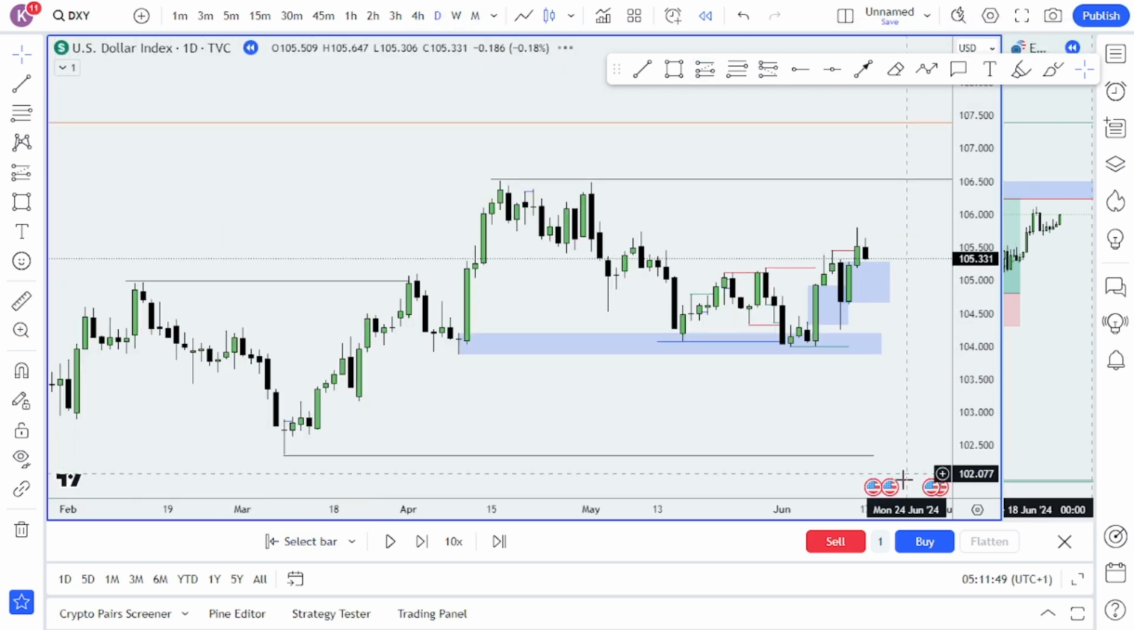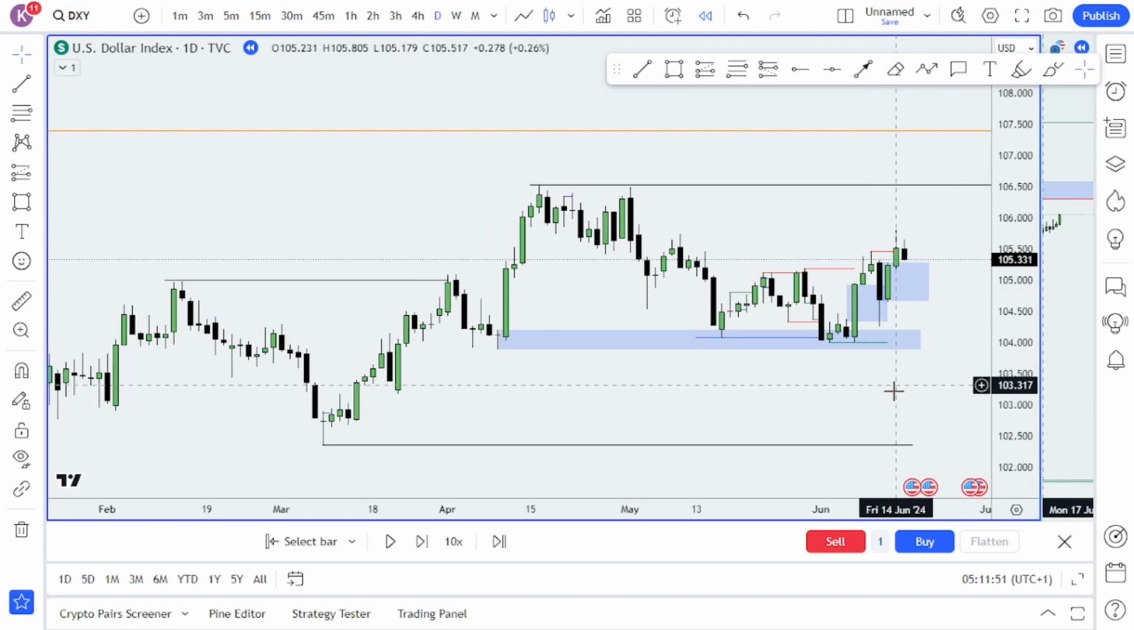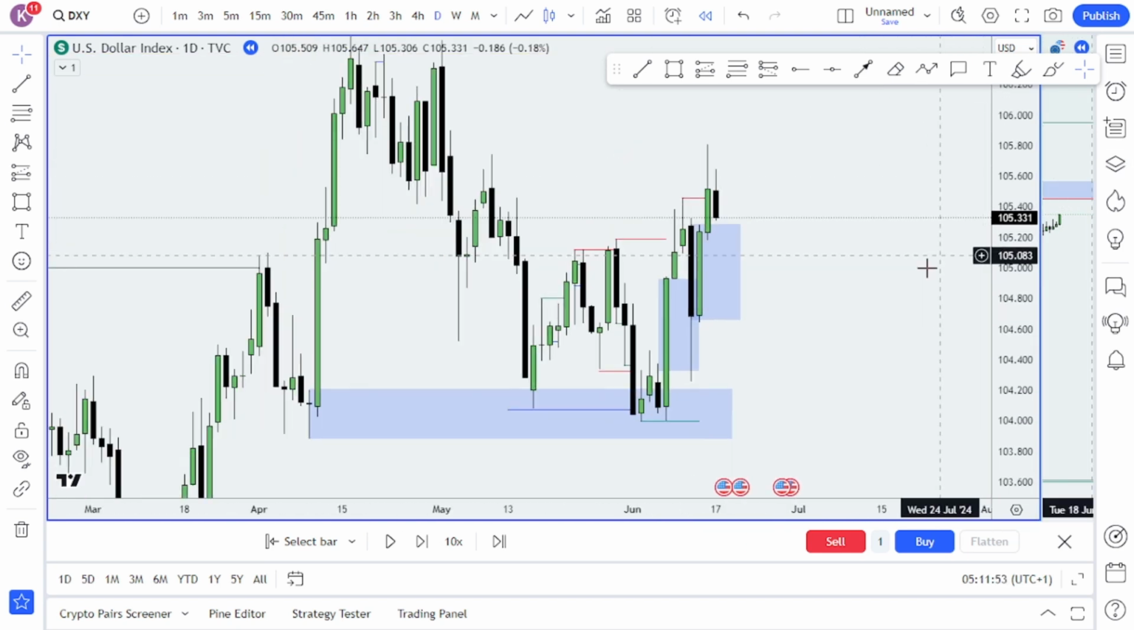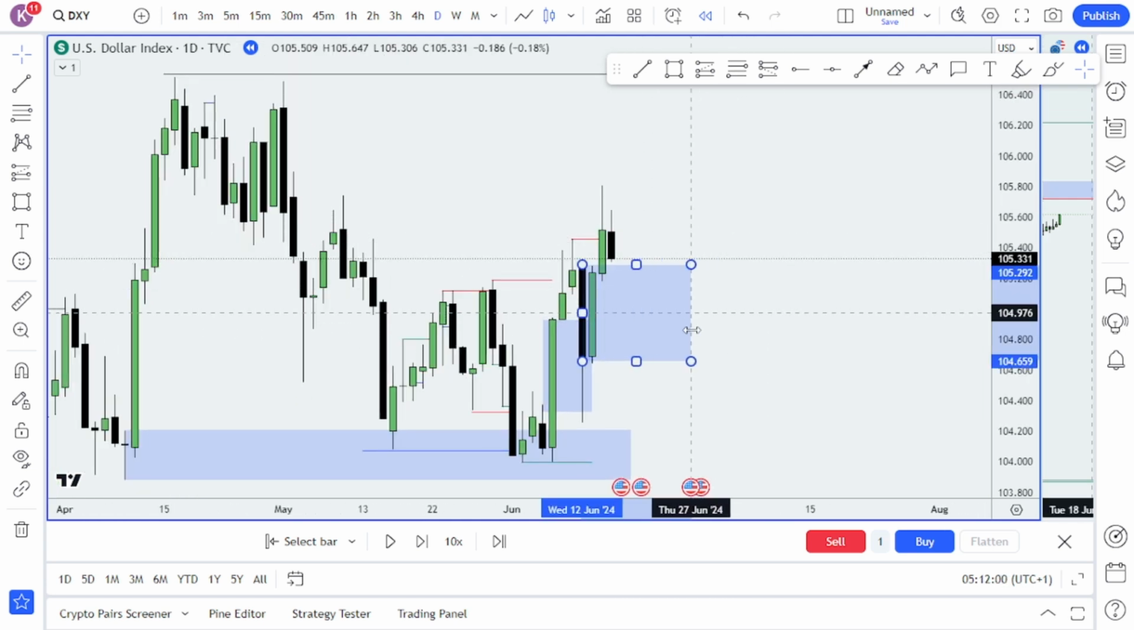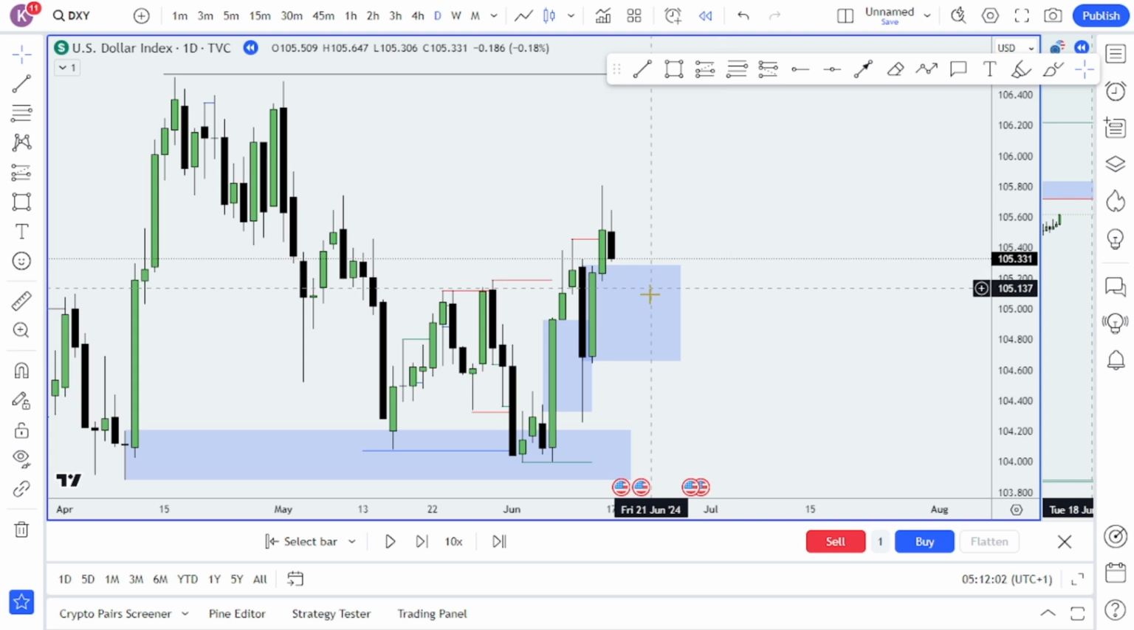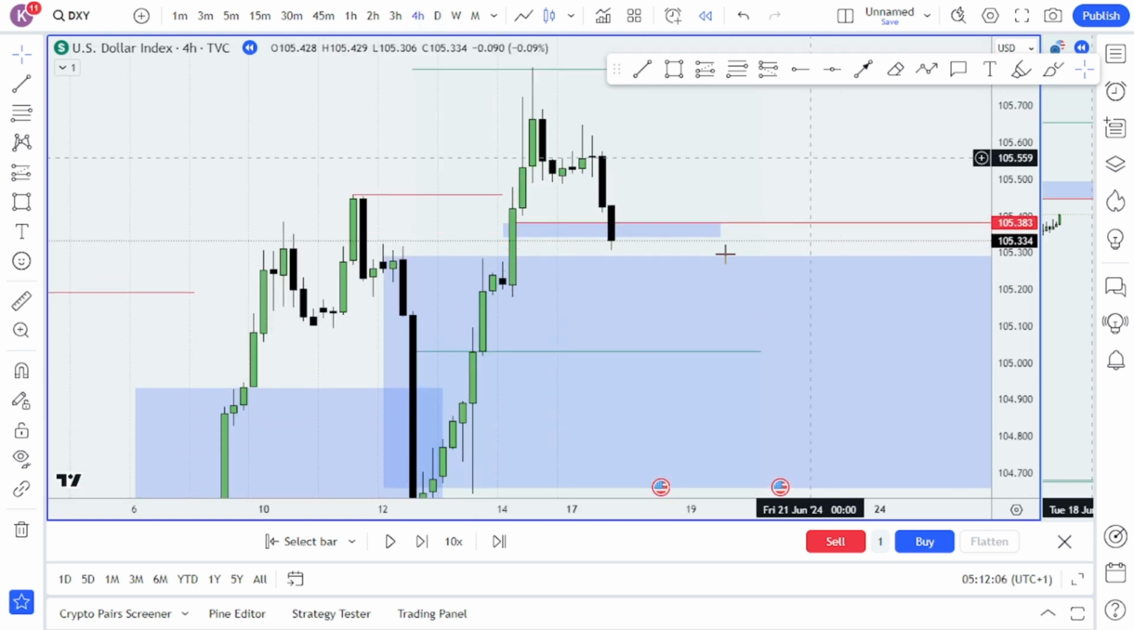So how do we know our draw on liquidity for the next day? First of all, we check the daily charts. What are we expecting price to do? Well, because this previous day candle closed like this, personally, I'm expecting price to get into the order block, which is this, and there are going to be lots of POIs on the 4 hours in that same area.